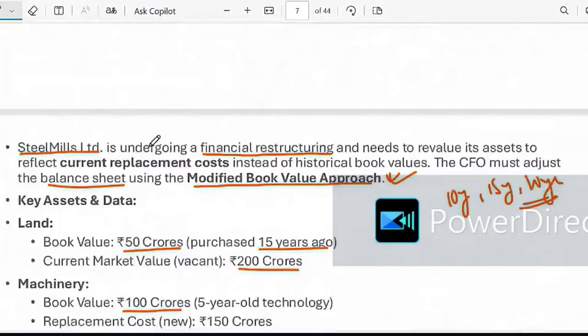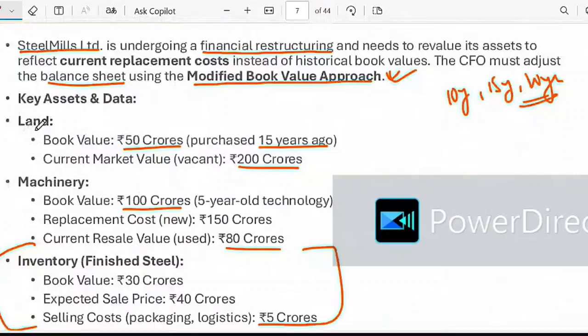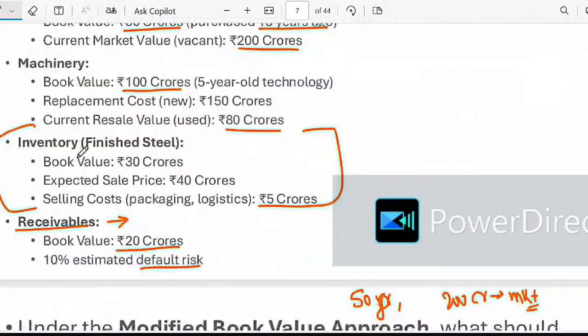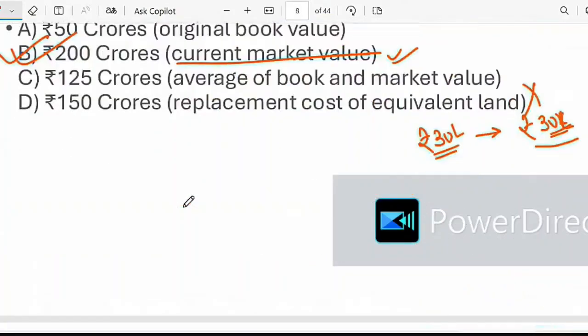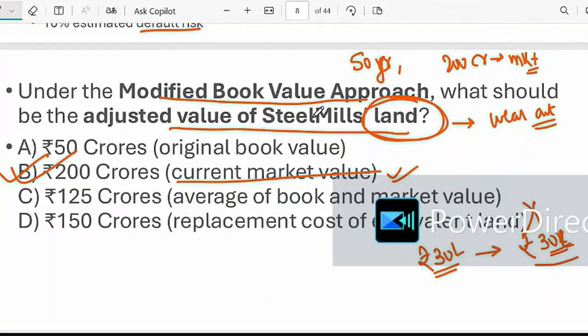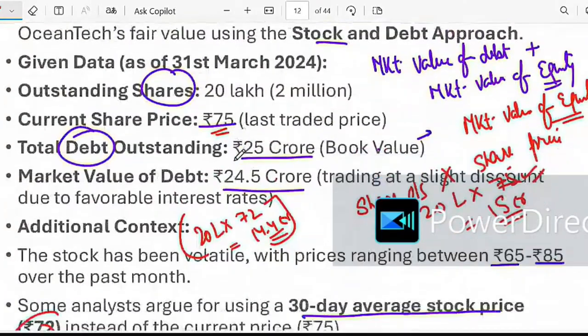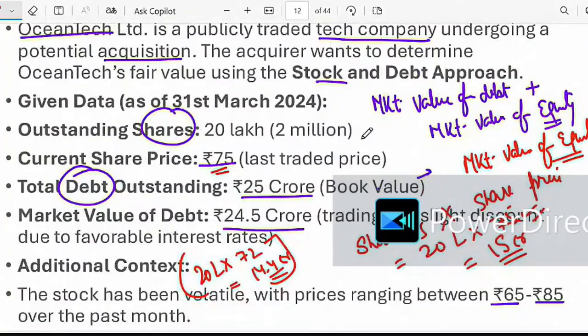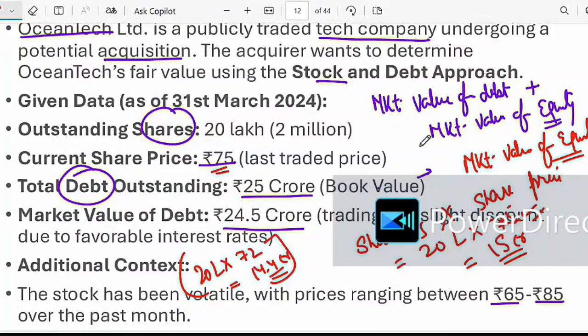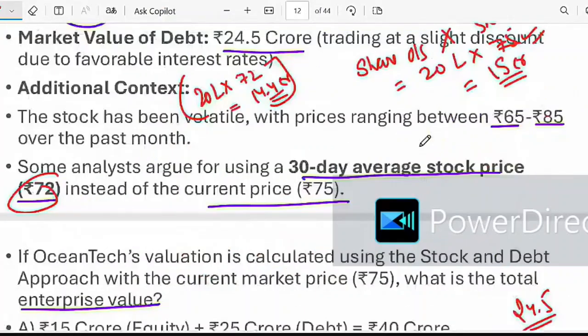Then we discussed how to value the land. I told you the land is always valued at the current market value. And we also discussed one question: how do we value the inventory, which is the finished steel, right? I told you that we always have to subtract the selling cost. Some packaging cost and logistic cost have to be subtracted. This method is called the modified book value approach, right? Then the next thing was the stock and debt approach, calculating the enterprise value. How do we calculate the enterprise value? Market value of debt plus market value of equity. This is called the stock and debt approach.